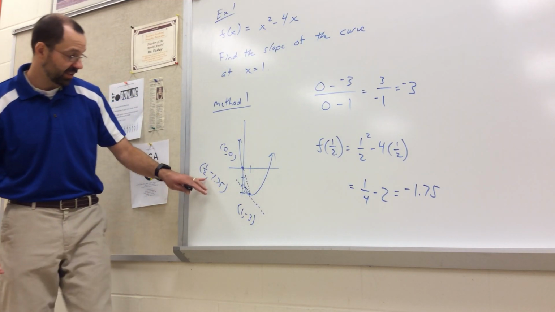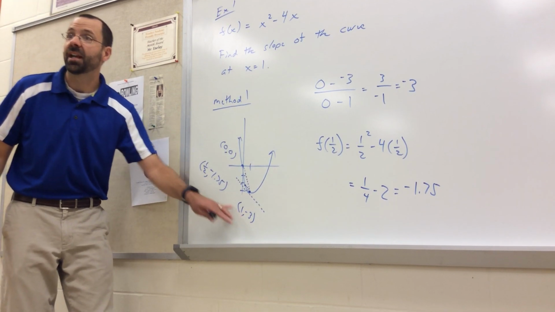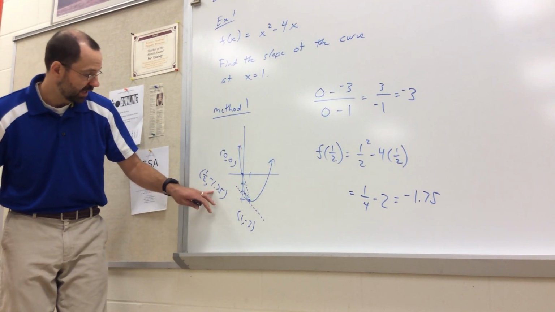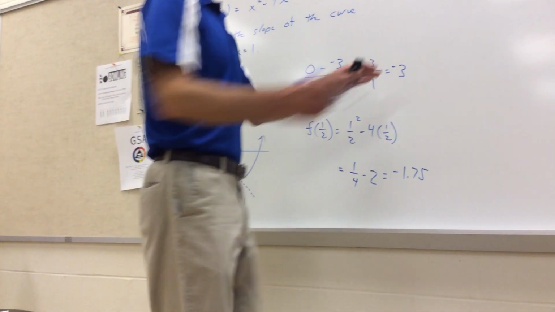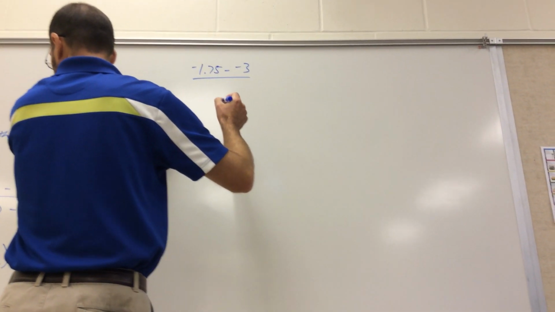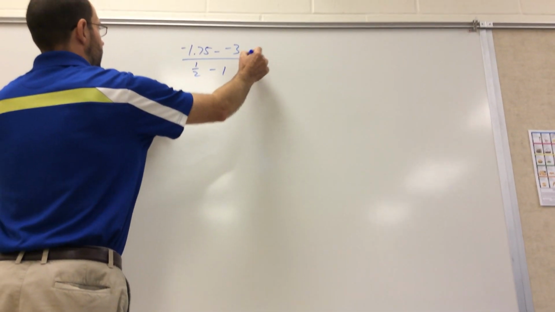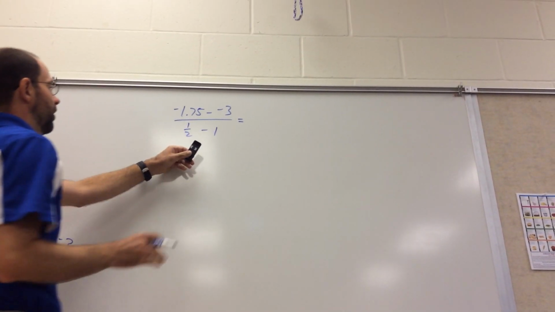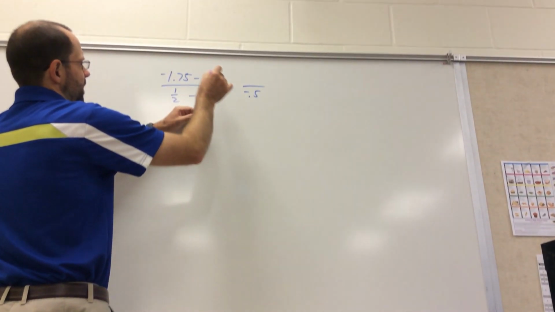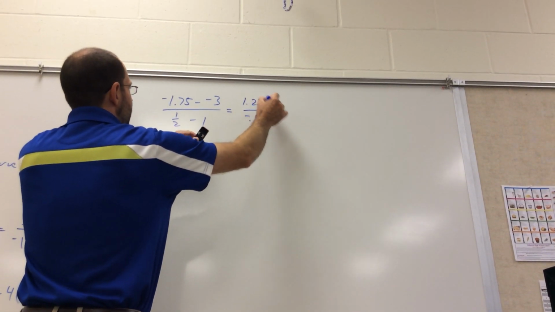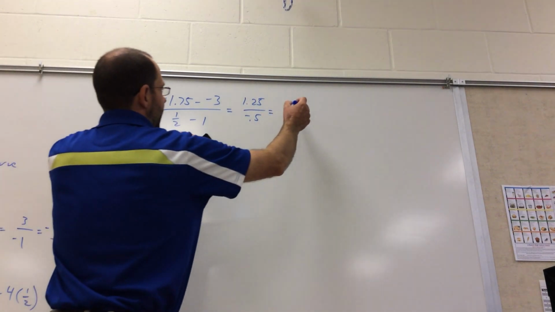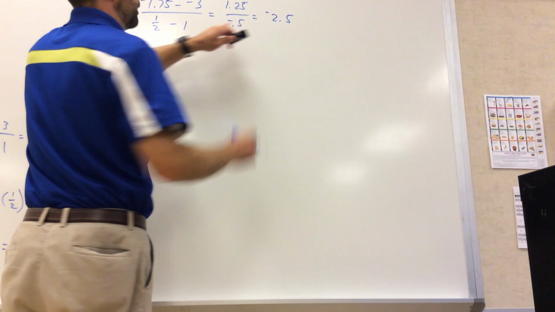All right, so now I'm going to calculate the slope between this point and that point. I'm still going to have a wrong answer, but it's going to be a better wrong answer. So that's negative 1.75 minus -3 over 1/2 minus 1. So let's see. The bottom is -1/2. I got it right this time. It's negative. Then the top is 1.25, I think. So then dividing that, it's 2.5 negative.